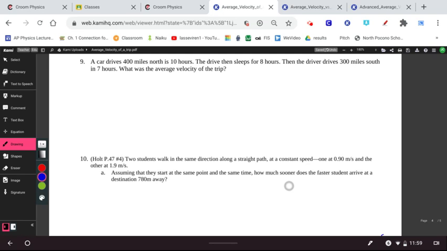Then the driver sleeps for 8 hours. Then the driver drives 300 miles south in 7 hours. What's the average velocity of the trip? I should say driver, not drive up there. So the question is, what's the average velocity of this trip? And while we're at it, let's figure out the average speed.